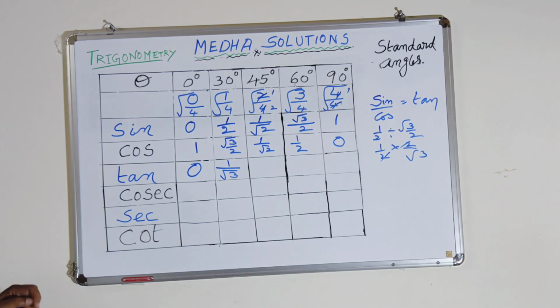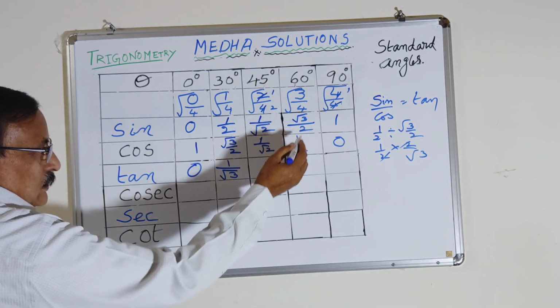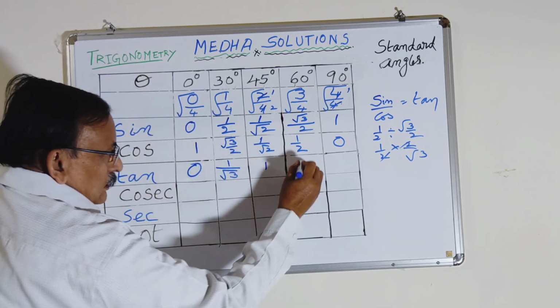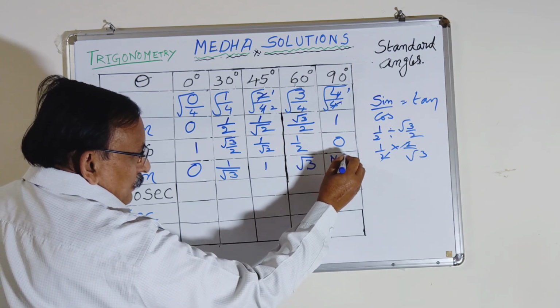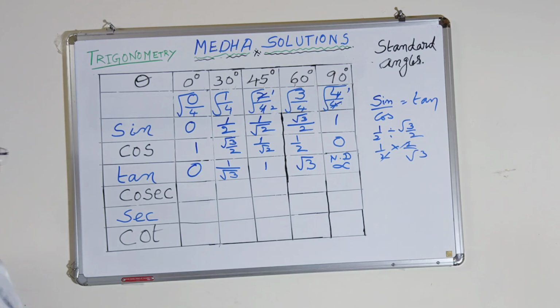And 1 by root 2 divided by 1 by root 2 is 1. Root 3 by 2 divided by 1 by 2: the 2 will go up and the 2s cancel, root 3. And 1 by 0 is not defined, or infinite. Any number divided by 0 is equal to infinite. We learnt about this in the real numbers chapter.